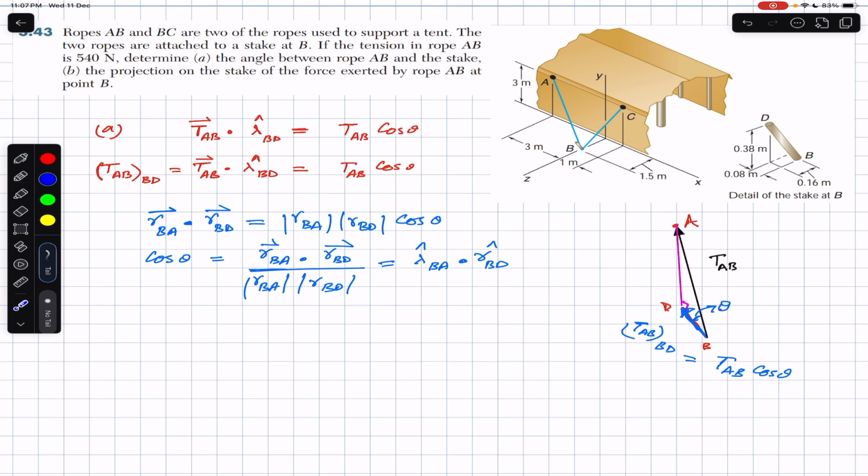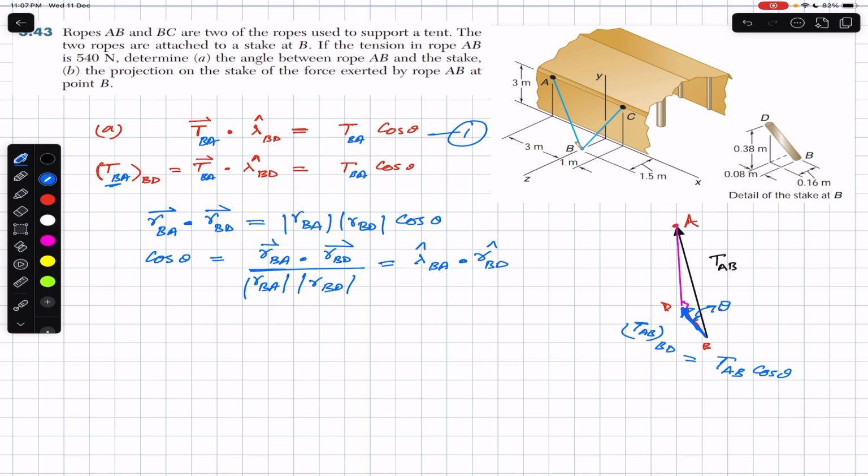So let me modify this. This will be TBA. Remember, this is TBA, and similarly this will be TBA, and here we will have TBA as well, right? So this will be TBA, and this will be TBA as well. Now let's use this equation 1, and we will be able to find the angle theta, right?